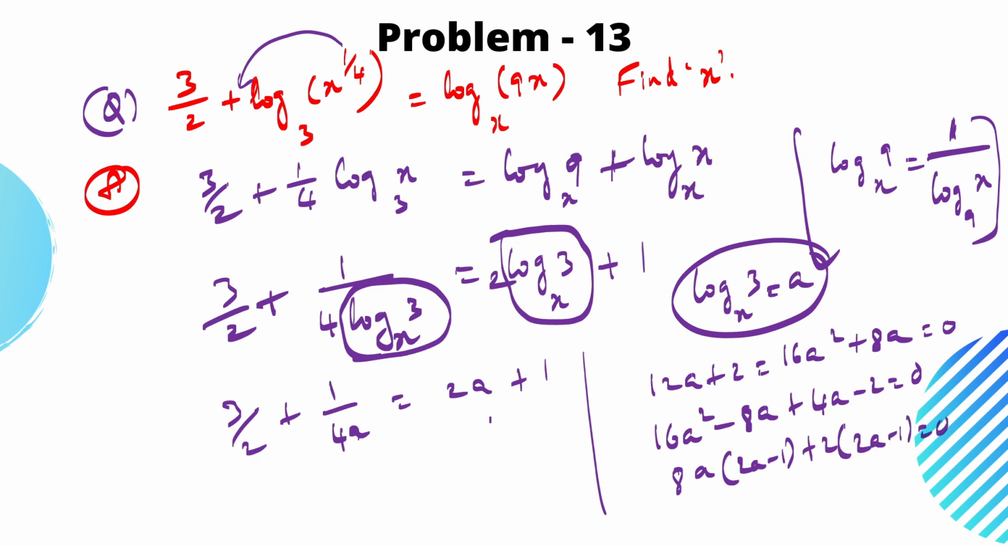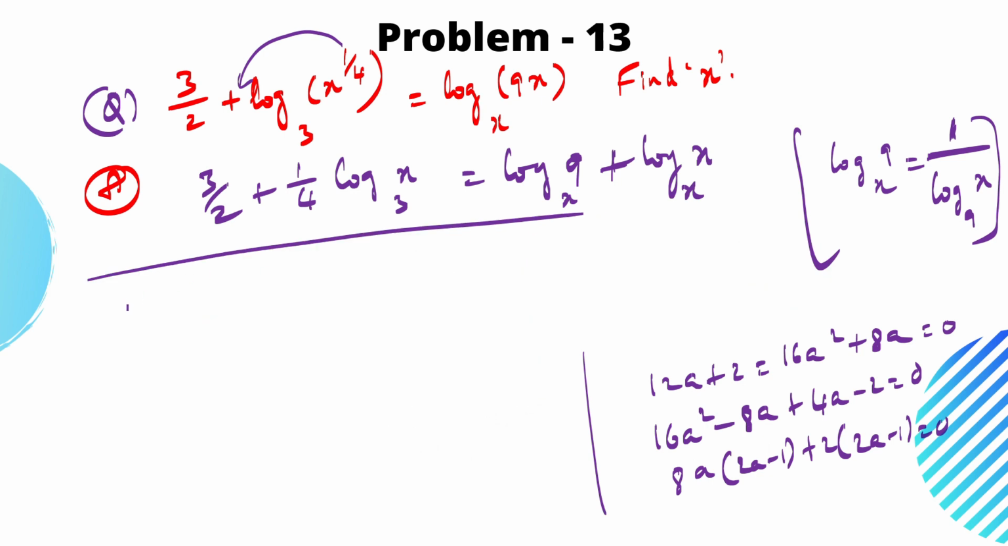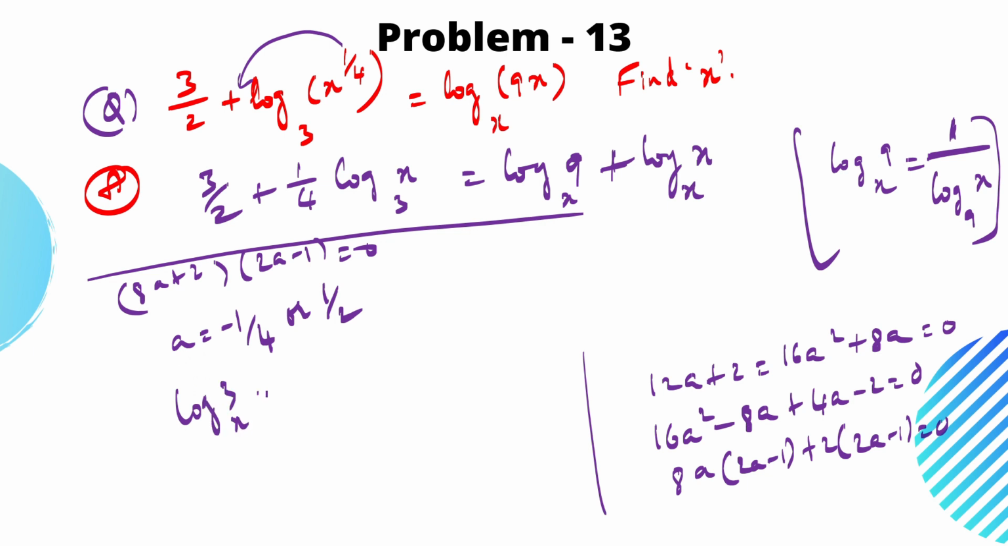Let me erase this part. Okay. Now (8a plus 2) into (2a minus 1) is equal to 0. So a can be minus 1 by 4 or a can also be 1 by 2. And we assumed a as log 3 to the base x. So this can be equal to minus 1 by 4 or this can also be equal to 1 by 2. Let us use this again.